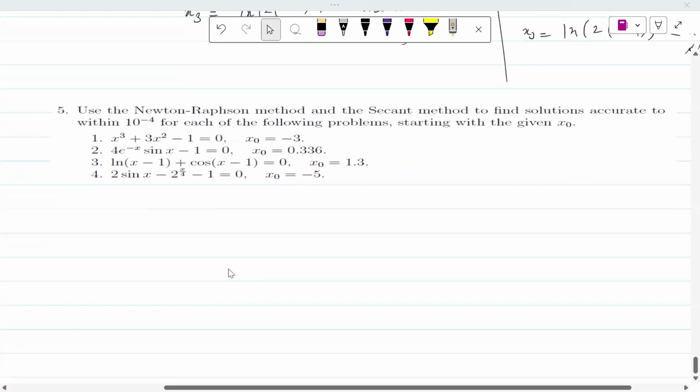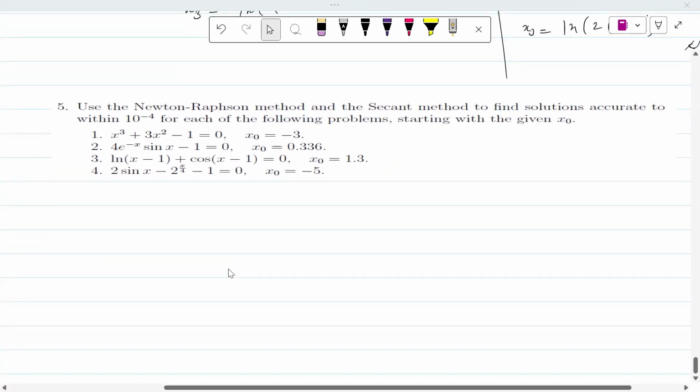The question reads: use the Newton-Raphson method and the second method to find solutions accurate to within 10 to the power negative 4 for each of the following problems, starting with a given x naught. Our first focus will be on the Newton-Raphson method. Next, we look at the second method to solve the same problem. So first of all, let's focus on the Newton-Raphson method.